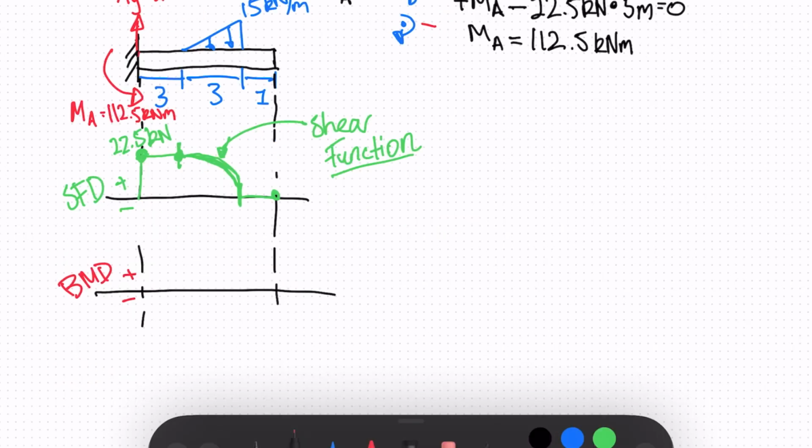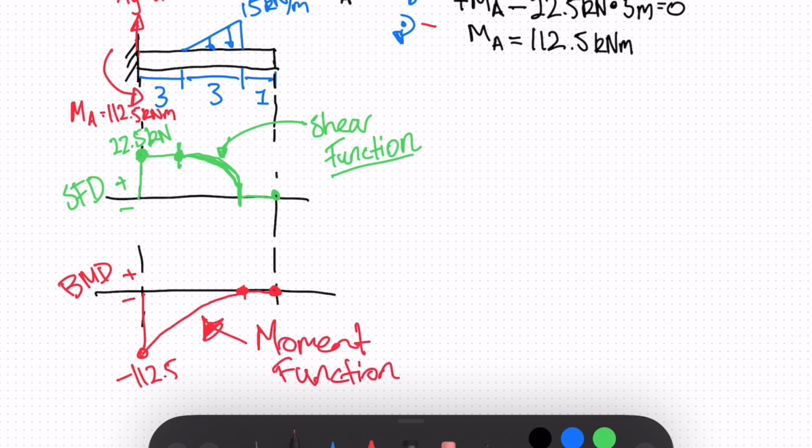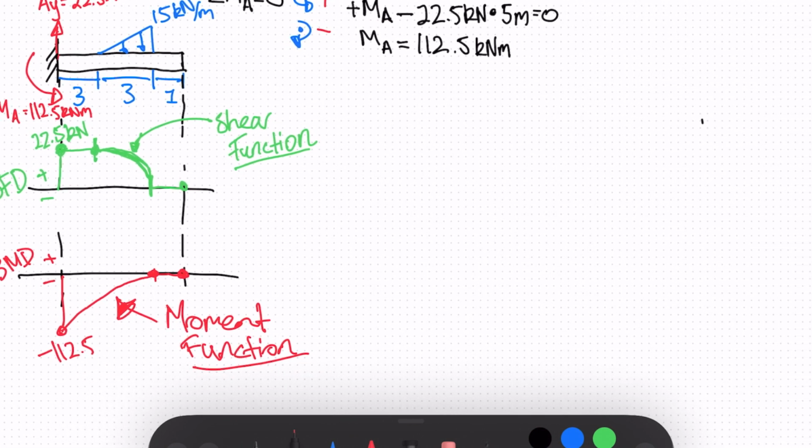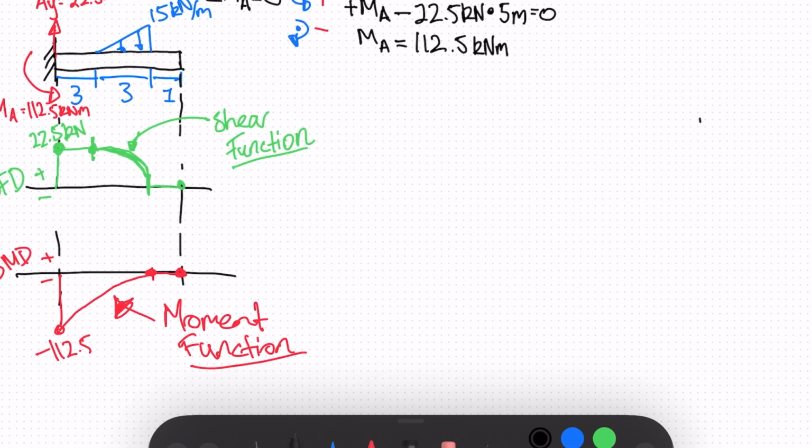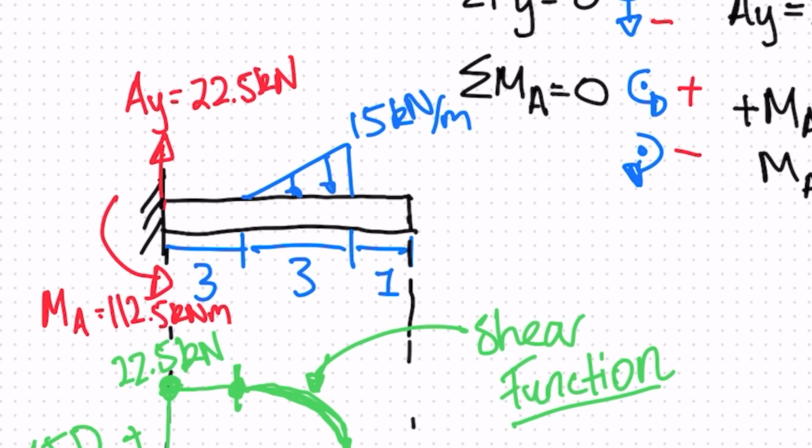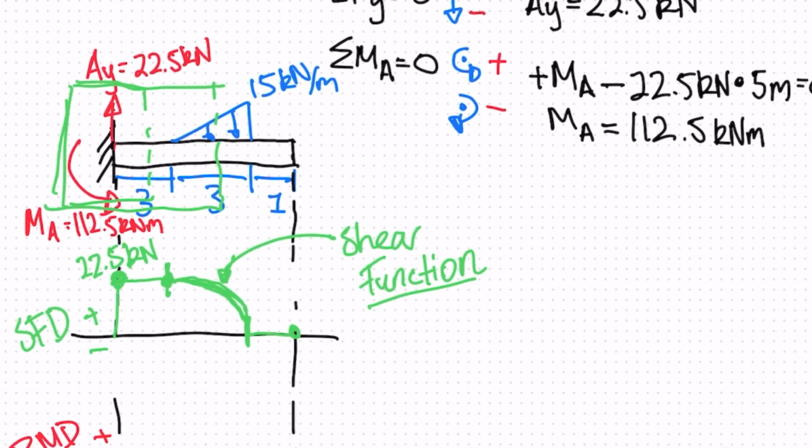If we look at our bending moment, we'll have a negative 112.5. We'll have a curved line up until our 6 meter point, and then this will be 0 to the end. We don't know any of these values, so we need our moment function. Let's find our shear and moment function. If we redraw our beam, we can make a cut section here and a cut section here. Let's start with our first cut section.